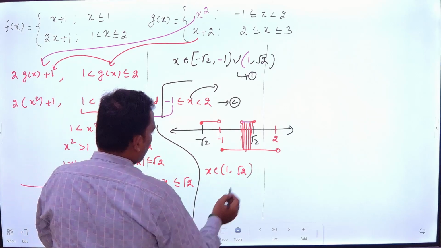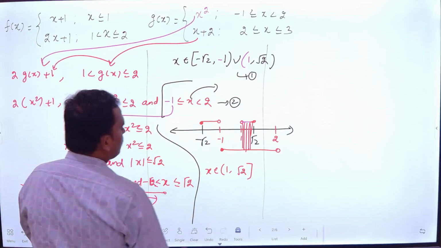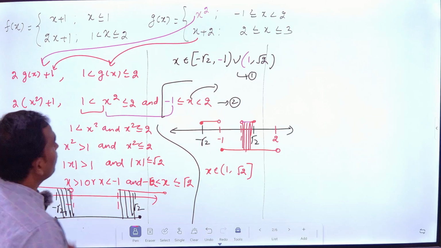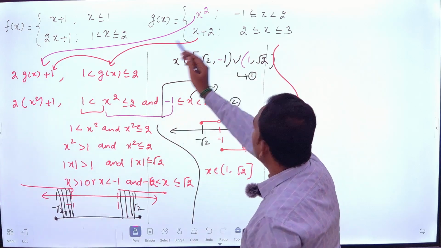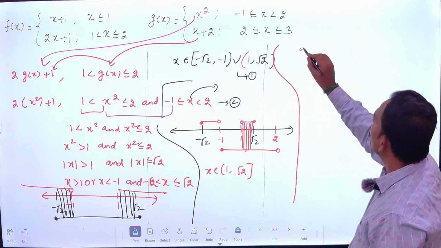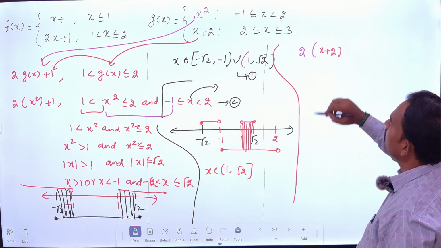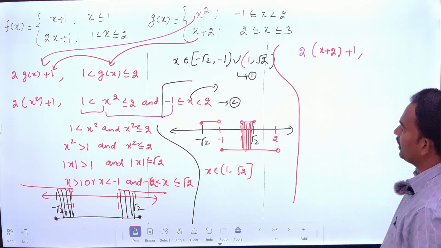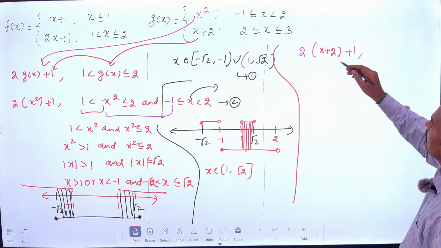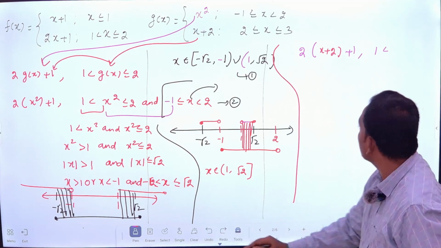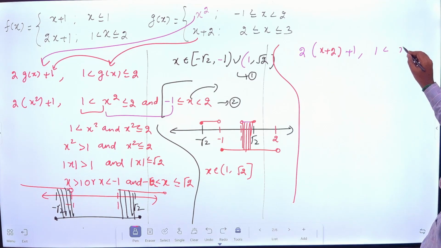Okay, fine. Now, next step, you have to use the second function here. The second function is what? x plus 2. Just substitute that in. Substituting x plus 2 into the second function, what is it? x plus 2 plus 1. Okay, fine. And 1 is less than, here it is strictly less than, right? And x plus 2 less than or equal to 2.